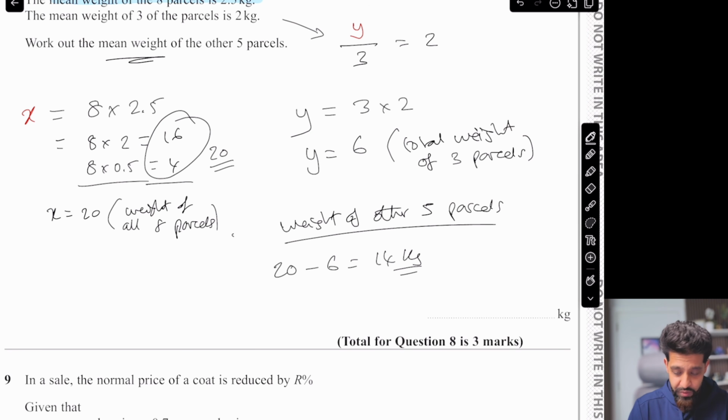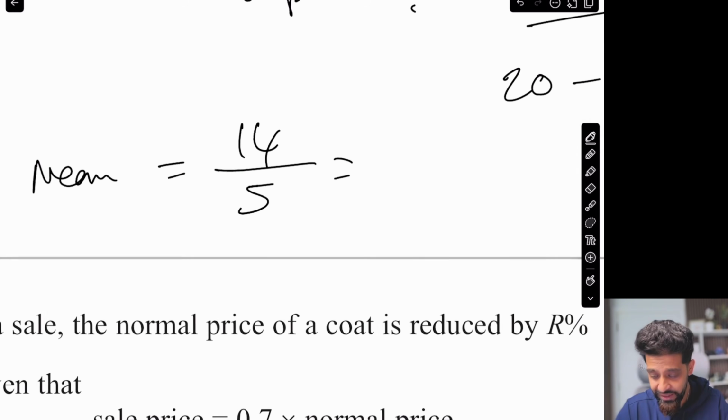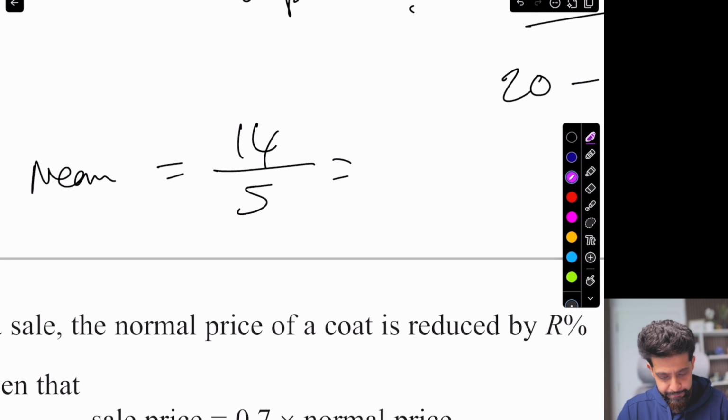So 14 kilograms is the weight of the other 5 parcels. To work out the mean weight of the other 5 parcels, it's 14 divided by 5. We need to do 14 divided by 5 without a calculator. So how do we do that? Let's zoom in here. I can either do how many times 5 goes into 14, or I can make the 5 into a 10, which makes it easier to work out the fraction to decimal. Whichever way you want to do it.